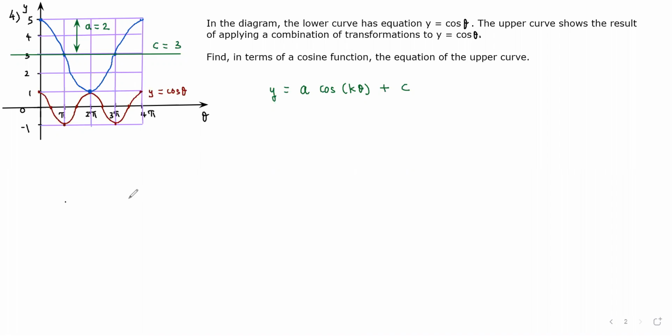The value of k is always given by 2 pi over the period of the function. This cosine function has 4 pi as its period. It completes one cycle in 4 pi. We know that the period is 4 pi. Then k is 2 pi over the period, so it's 2 pi over 4 pi, which is 1/2. The equation that we need to find is 2 cos(1/2 theta) plus 3.